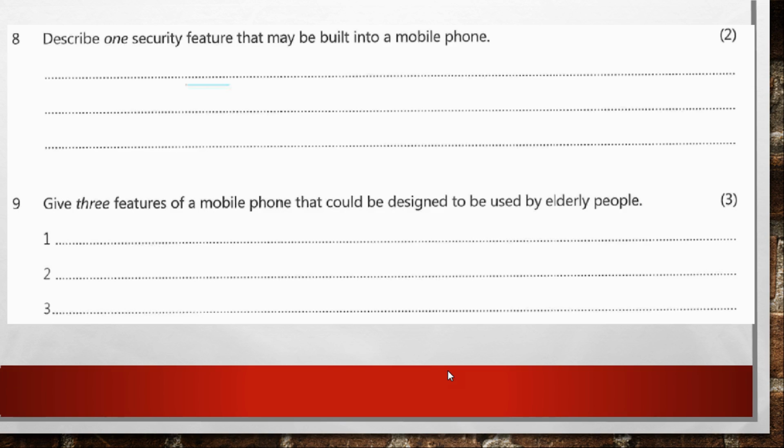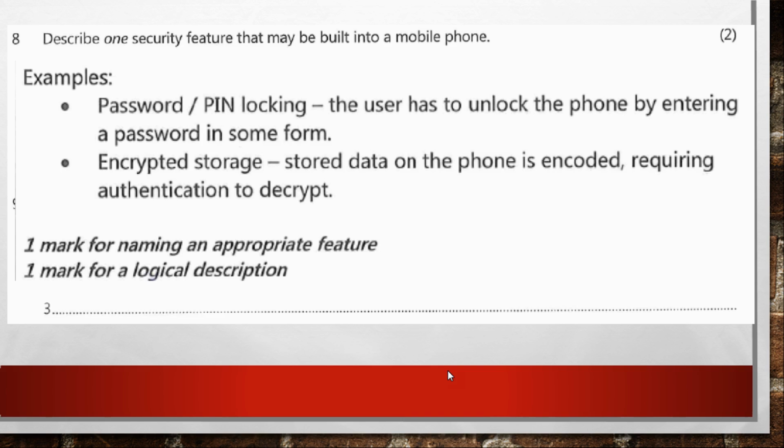Number 8, describe one security feature that may be built into a mobile phone. So what mobile phone security do you have on your phone? To stop your brother or parents looking at it, what could you do? 2 marks: 1 mark for naming an appropriate feature and 1 for a description. So you can't just put password or pin locking. Explain what it actually means: the user has to unlock the phone by entering a password. And really, to get the marks, you need to over-explain things and try to give extra features just to really nail these relatively easy questions.